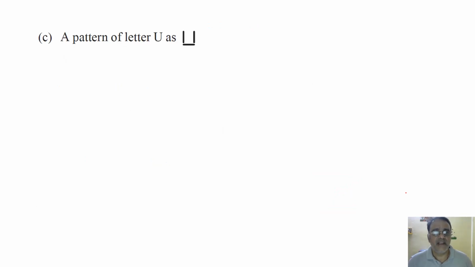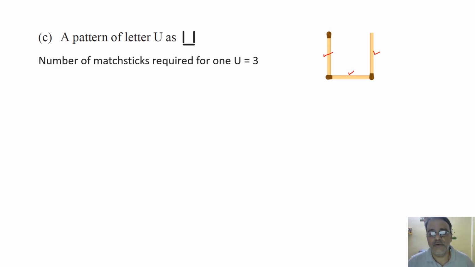Next, part C, a pattern of letter U. देखो 3 matchsticks are required for letter U. So number of matchsticks required for 1 U is equal to 3. So we can make a rule 3 into n, that is 3n, where n is the number of U.